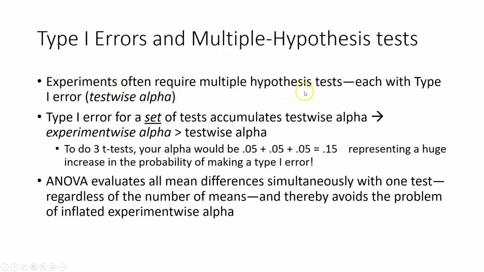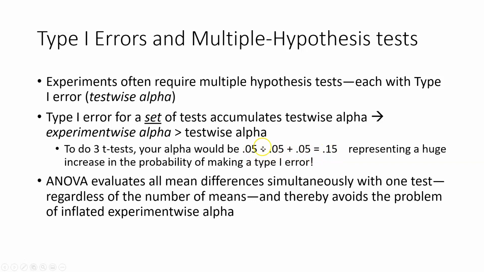Experiments often require multiple hypothesis tests, each one with a type 1 error. This is called testwise alpha. Now, when you run the first t-test of those 3 that we just talked about on the last slide, that has an alpha of whatever you've chosen. Let's say it's 0.05, because that's conventional. If the alpha size is 0.05 for each of those tests, and you run 3 of them, your alpha would be 0.05 for the first one, 0.05 for the second one, and 0.05 for the third one. You would have to add those together for an alpha of 0.15.